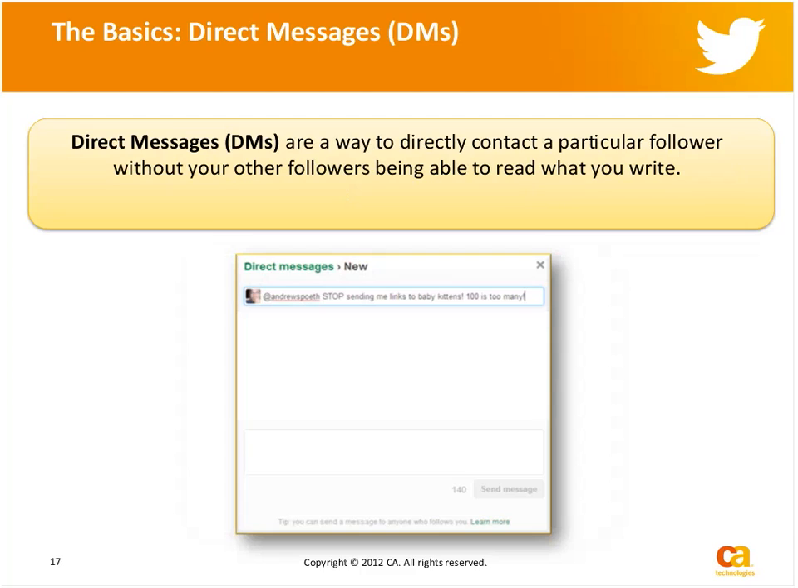Direct messages. This is a way to directly contact a particular follower without your other followers being able to read what you write. So let's say, for instance, here's a recent direct message I sent to my boss, Andrew Spoth. At Andrew Spoth, stop sending me links to baby kittens, 100 is too many. So this is only visible to Andrew. Obviously, this is not something I would send out to my entire Twitter feed.